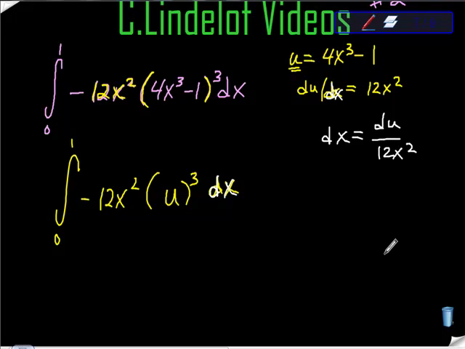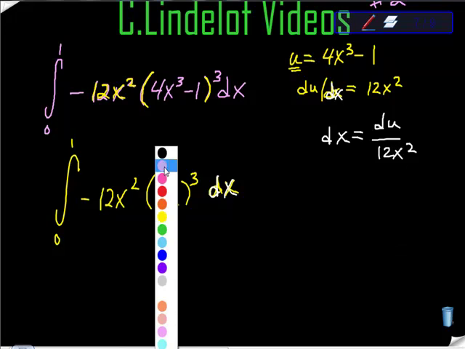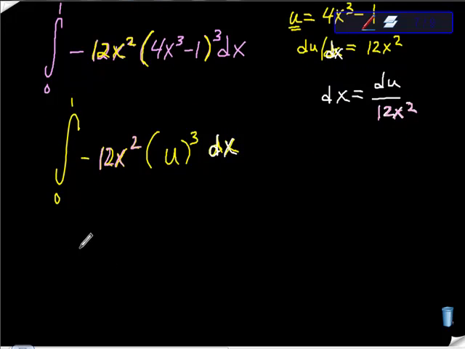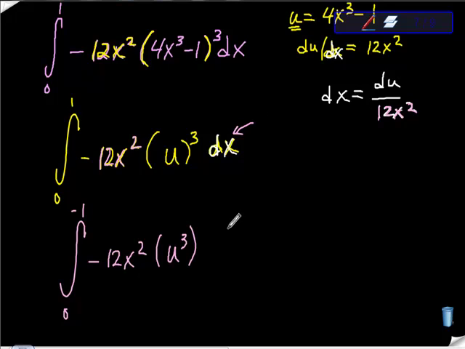Hopefully you can see this. What's going to happen here? This 12x squared right here is in the denominator. This one is in the numerator. I'm like, you know what? This is going to work out good for me. So I'm just going to keep using my replacement pieces. So I'm going to write it again. Definite integral 0 to negative 1, negative 12x squared u cubed. But now I have a replacement value for dx, and dx is du over 12x squared.